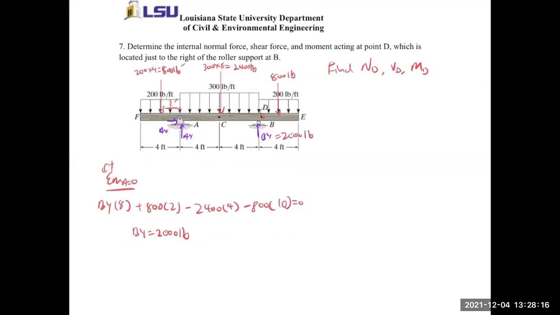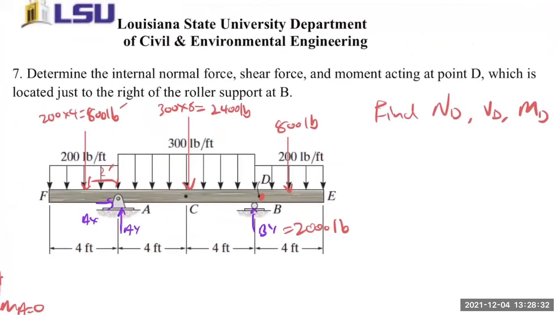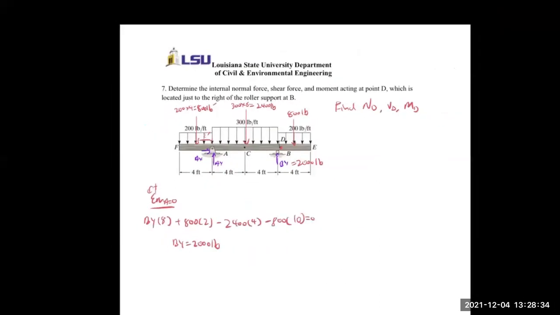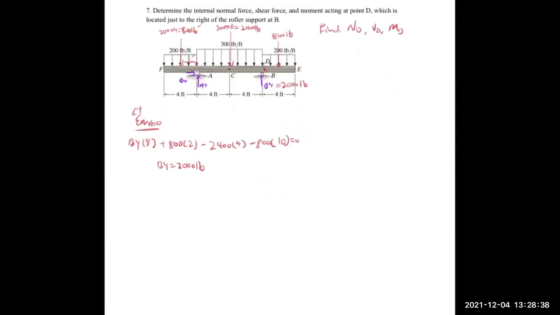And by doing that, we were able to determine what AY is as well. But since this problem is only asking for the moment at D, and D is just located right above B, that means we can basically just cut a segment right here. So let's say this is D, this is E.